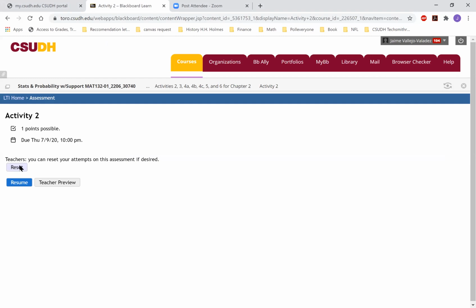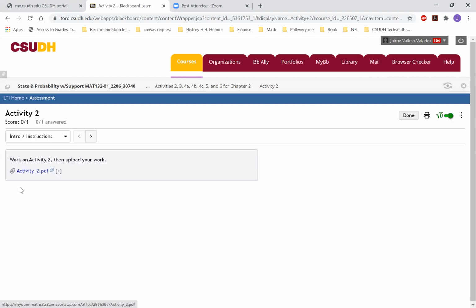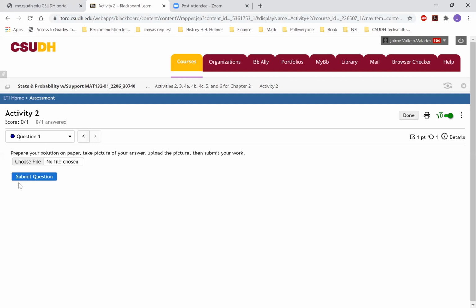Let's reset it. We go to start. So you're gonna download this file, and once you finish with this file and writing out all the answers, either on a sheet of paper or using your tablet, you're gonna upload it here. So this is where you're gonna upload it and then you put submit question.